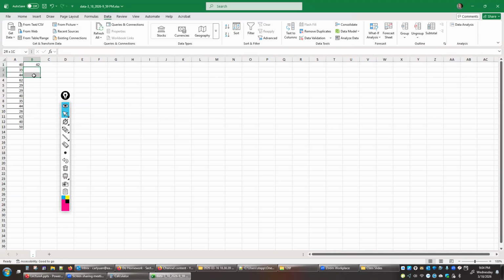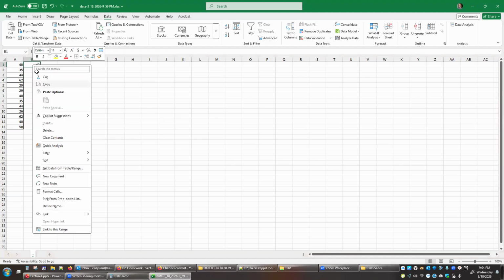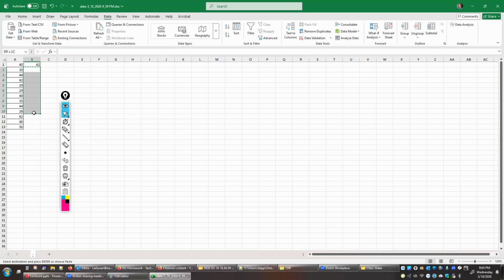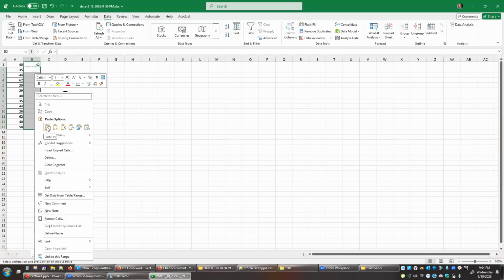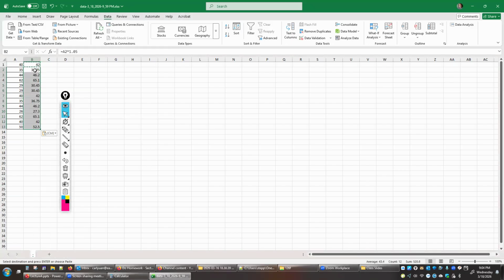Okay, and then I'm going to copy this operation. So right click copy, and then I'm going to highlight the rest of the column, and I'm going to right click paste. Okay, the first one here, paste. So now I have all the numbers from the first column raised by 5%. All right. And then next thing I did was I activated the data analysis module.